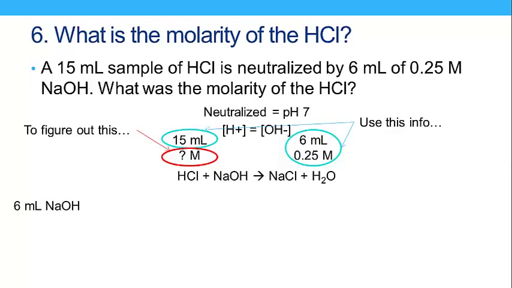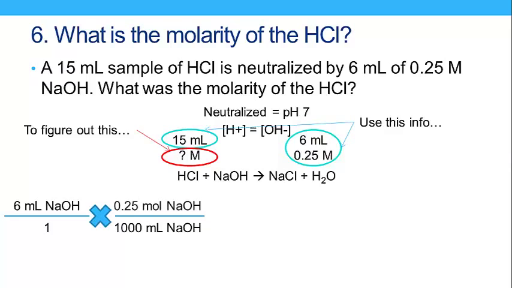So let's start out with what we know. We know more about the base, so we'll start with 6 milliliters of NaOH. In order to cancel out milliliters of NaOH, I need to put milliliters of NaOH on bottom. Now I want to get to how many moles of NaOH, so that goes on top. This came from the molarity of the base.